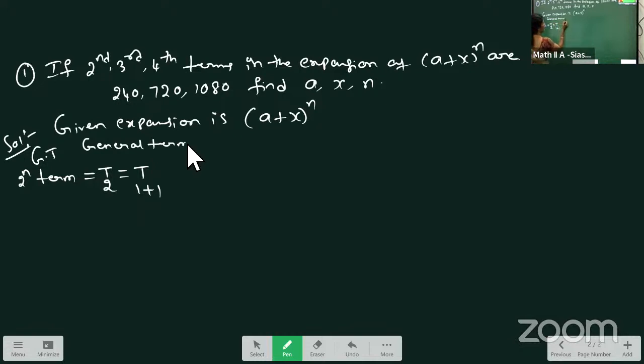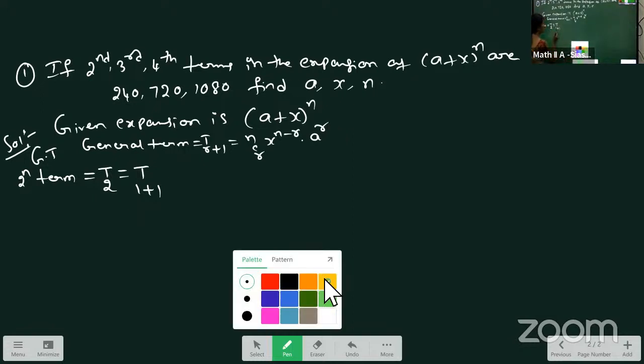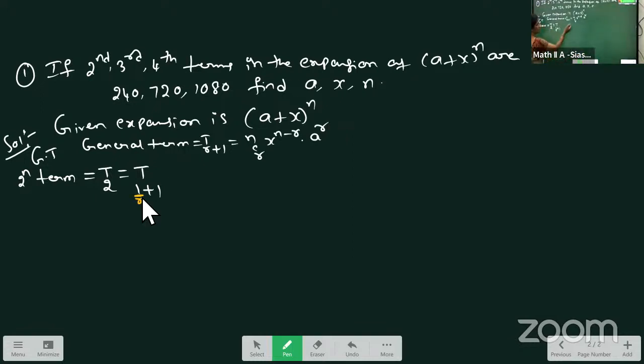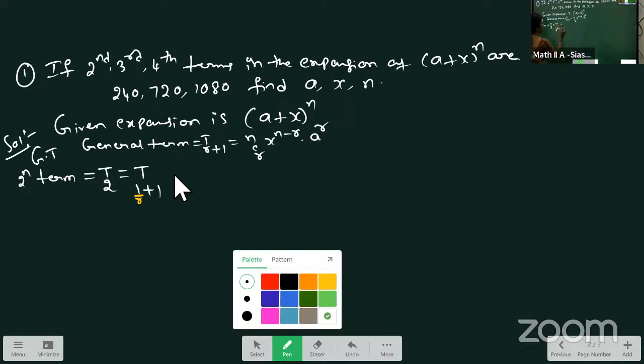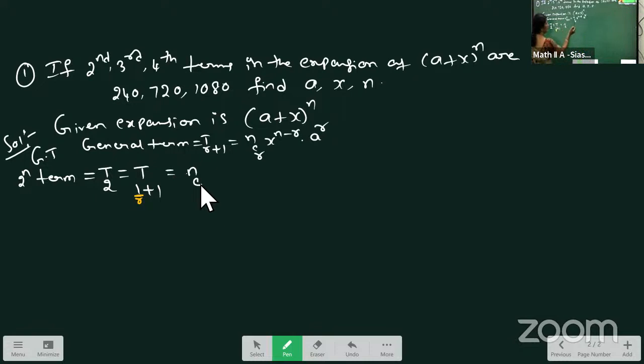Next step, general term. The general term T_(r+1) is equal to nCr x to the power n minus r into a to the power r. By applying that, the second term, so T2 means T_(1+1). Here this 1 is called r. Substitute this in this expansion: it is equal to nC1, r means 1, a to the power n minus 1, because in the question, x is nothing but a. And a power, a means x, x to the power 1. Take it as equation 1.